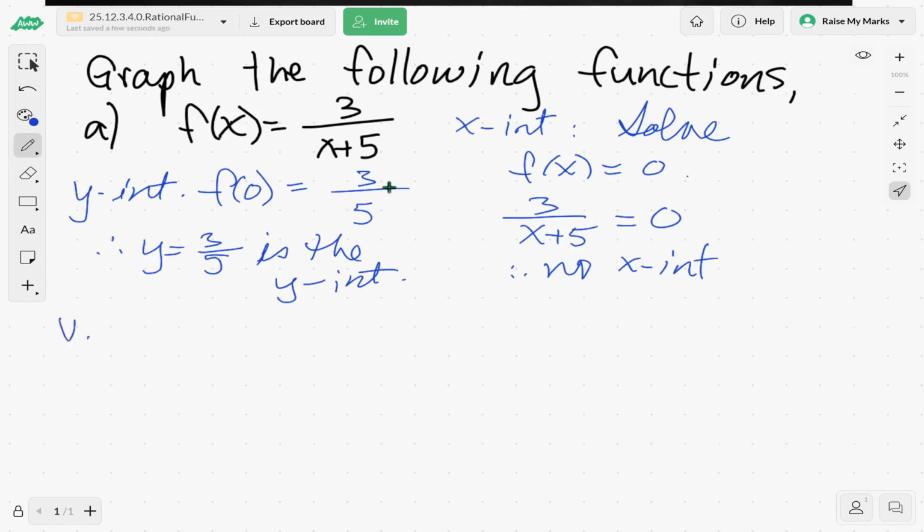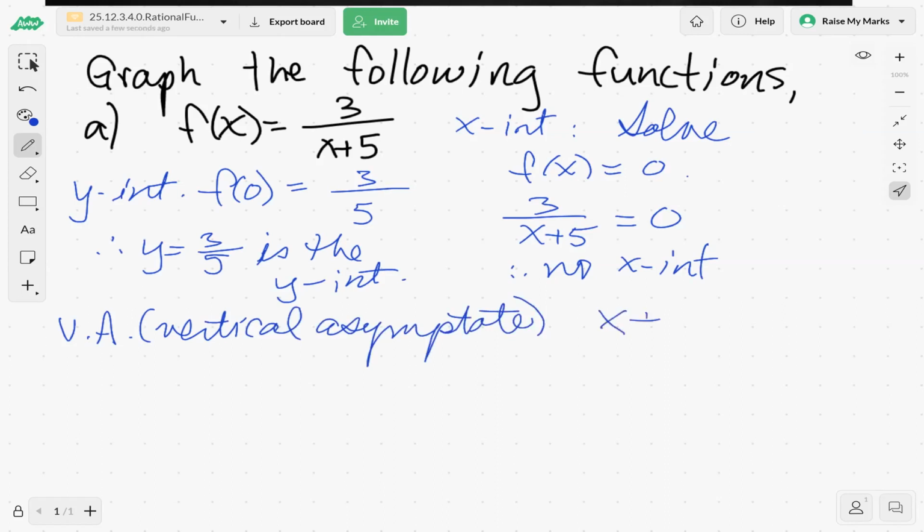All right, so the next thing we want to look for is the vertical asymptote. So we're just going to use VA for vertical asymptote. The vertical asymptote occurs when our function's undefined. So when is our function undefined? When x plus 5 equals 0, or when x equals -5. So this is our vertical asymptote, x equals -5.